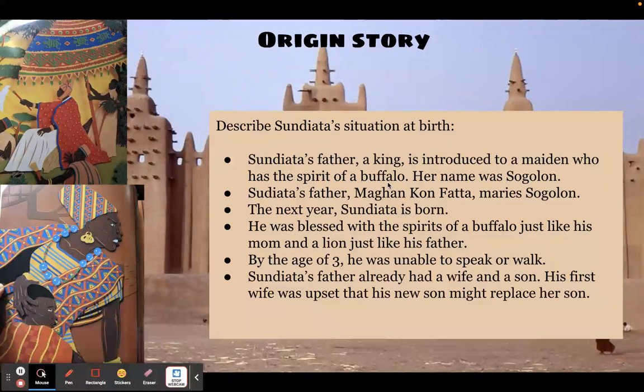All right, so Sunjata's situation at birth. His father, a king, is introduced to a maiden who has the spirit of a buffalo. His father marries this woman, and Sunjata is born. So Sunjata is blessed with the spirits of the buffalo and the lion. But unfortunately, he cannot speak or walk, and by the time he's 3, he cannot speak or walk. Sunjata's father already had a wife and son, and that wife is upset because the new son, Sunjata, is going to replace her son as heir.